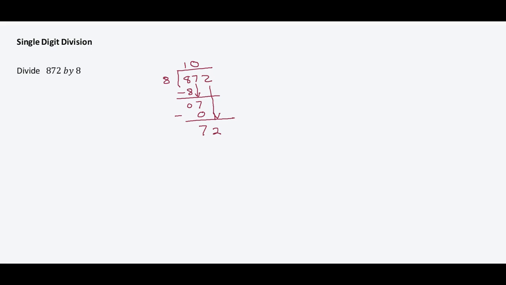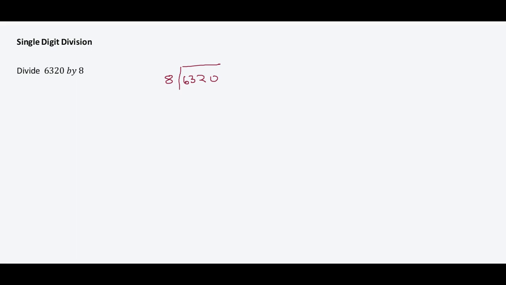72 divided by 8, you will get 9. 9 times 8, you have 72. You subtract, you end up with a 0. So 872 divided by 8 equals 109. So we have 6,320 divided by 8. 6 divided by 8, that's going to give us a 0.